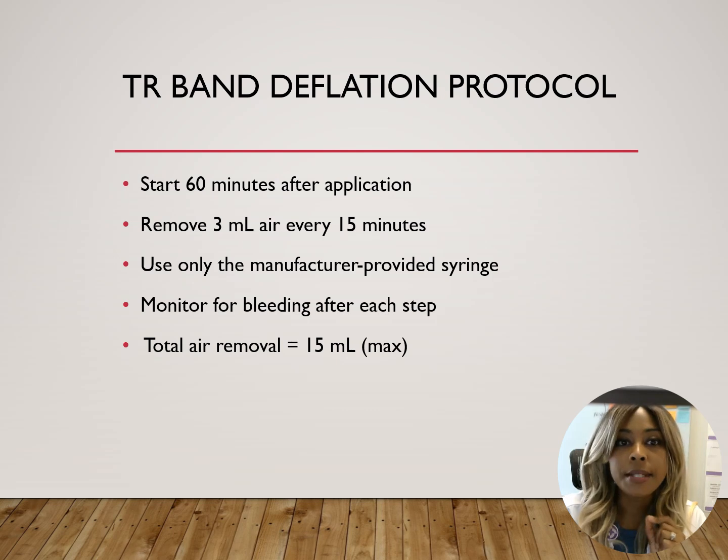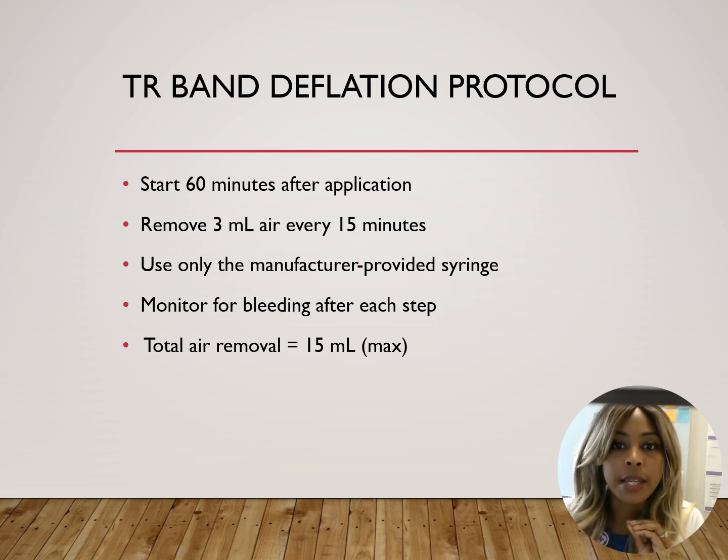So this starts 60 minutes after application. We're going to start by removing 3 mL of air every 15 minutes. Use only the manufacturer provided syringe. Monitor for bleeding after each step. Total air removal should be approximately 15 mL, and that's the max. So it could be a little less, and we're going to look at an example in just a few minutes where it's not quite 15 mL.